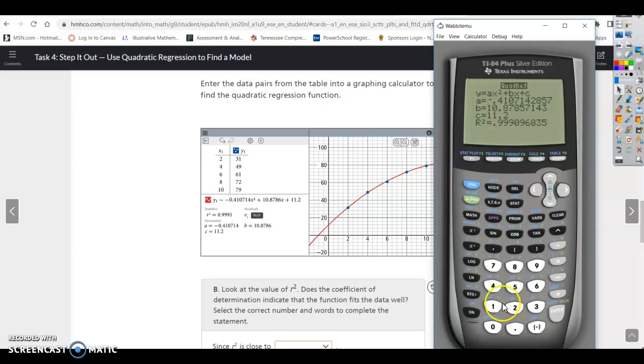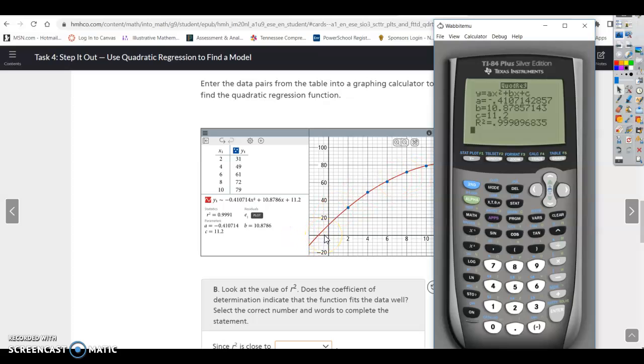And then because we turned our diagnostics on, remember we went to second catalog, turned diagnostics on, that's why we have R2. If you don't see the R2, then you need to make sure your diagnostics is on. All right, the R2 is 0.999. That's very close to 1. So that means this model is a good representation of these points.